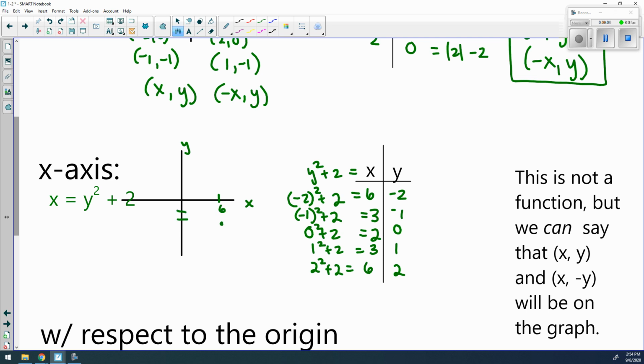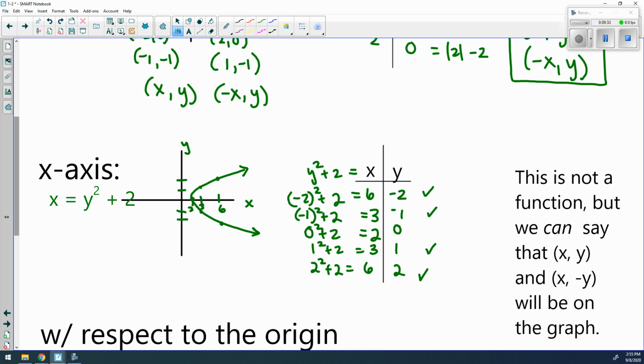And then while I'm at it, I'm also going to plot this ordered pair here over 6 and up 2. Then let's plot over 3, down 1, and over 3, up 1. So I just plotted this point and this point. And then let's go over 2 and up nothing. That's this point right here. When I connect the dots, I get this sideways U shape. I get a sideways parabola that's opening to the right.